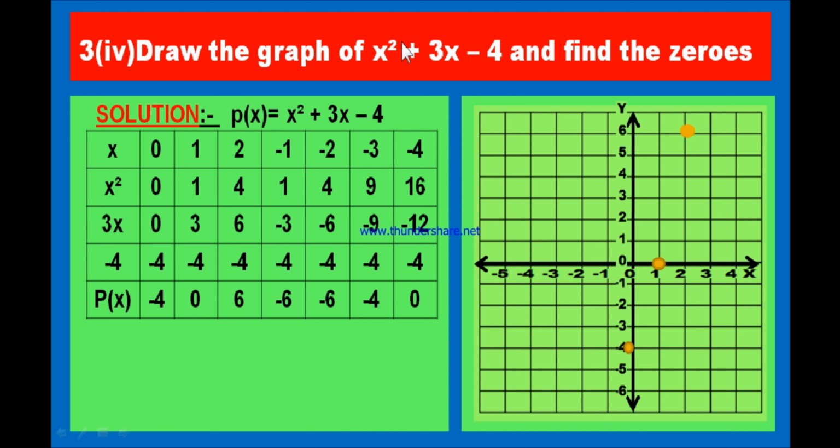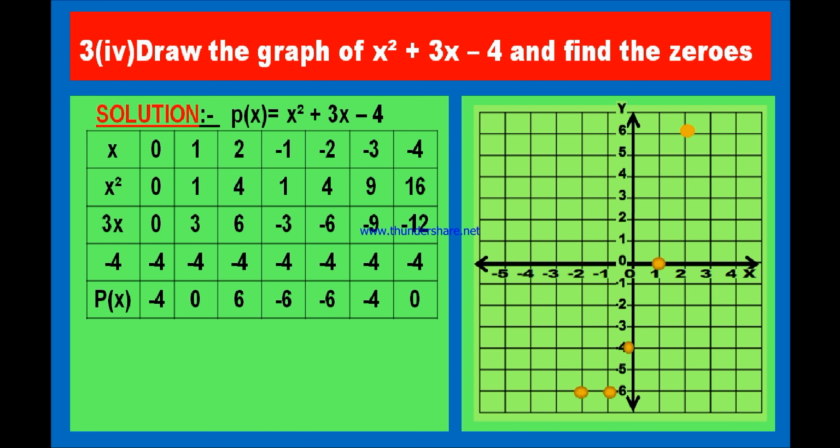This is 2, 6. Next, minus 1, minus 6. x is equal to minus 1 and y is equal to minus 6. Here is the point minus 1, minus 6. Minus 2, minus 6. x is equal to minus 2 and y is equal to minus 6. Here is the point. Now, did you understand how to represent these coordinates on the graph sheet? Good.